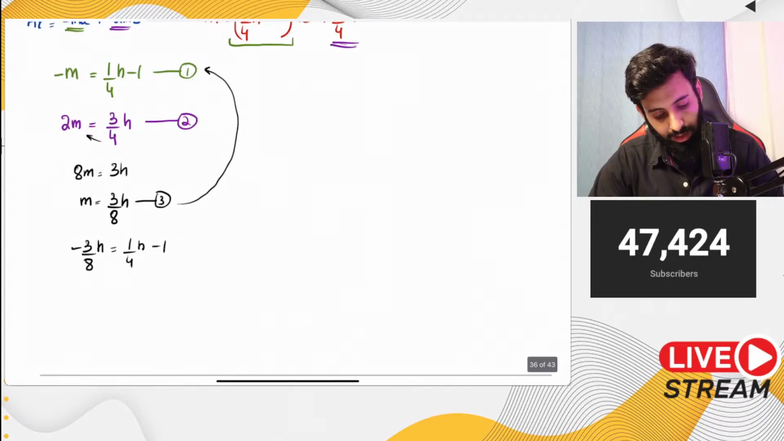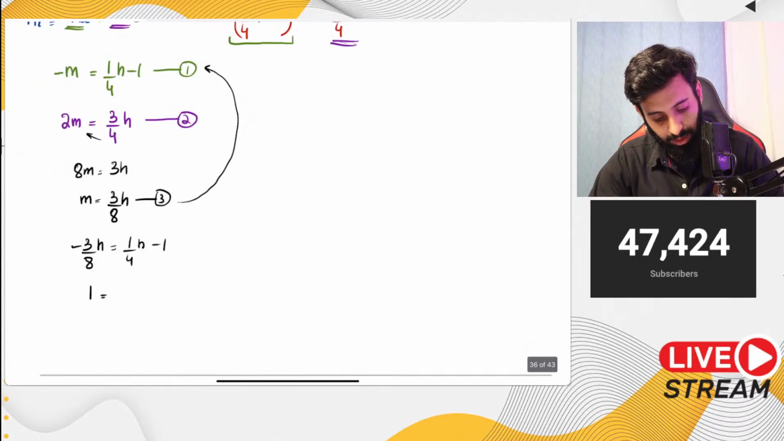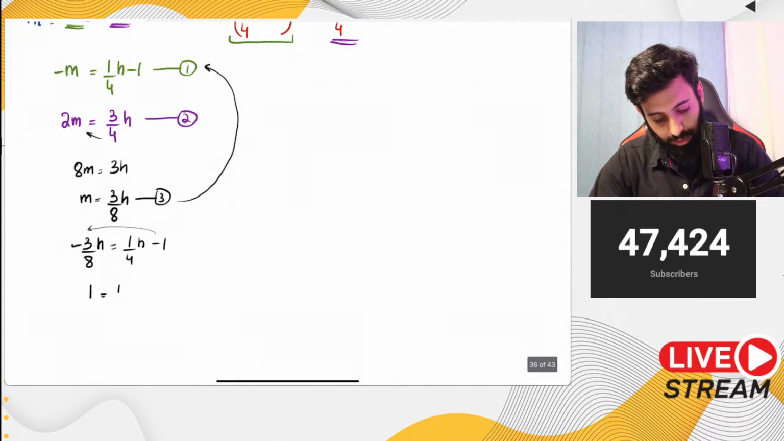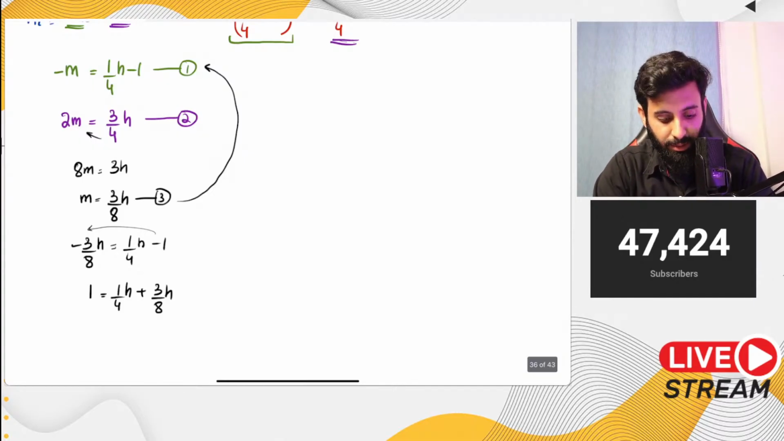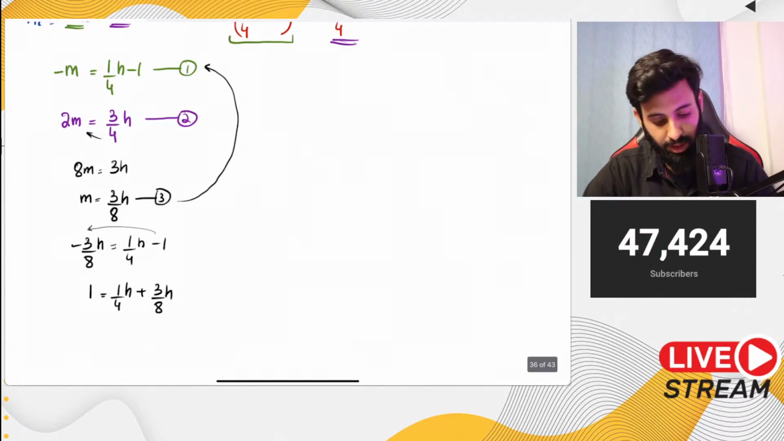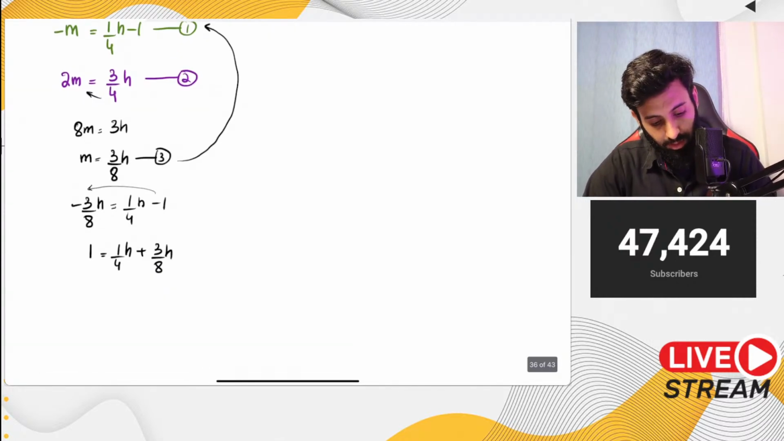Okay, so let's get all the h's on one side and all the constants on one side. So we take this 1 over here. We let the 1/4 of h be as it is and bring 3 upon 8 h on the right hand side. Okay, so here's what we have: 1 upon 4 plus 3 upon 8. So that's equal to 5 upon 8. All right. So 1 is equal to 5 upon 8 h.